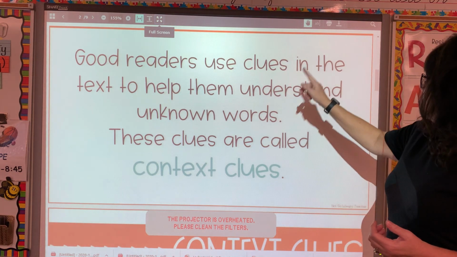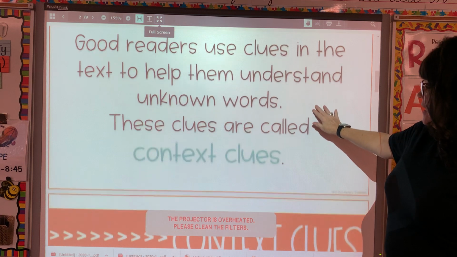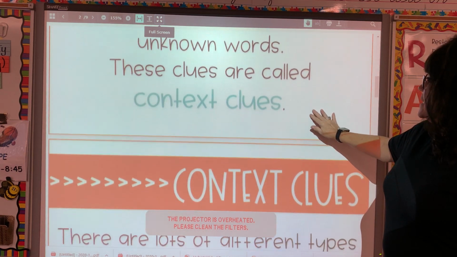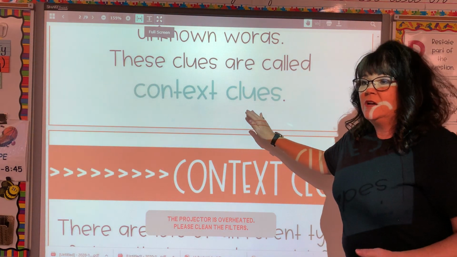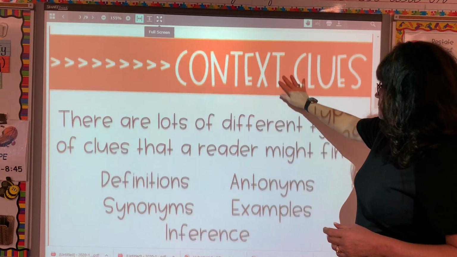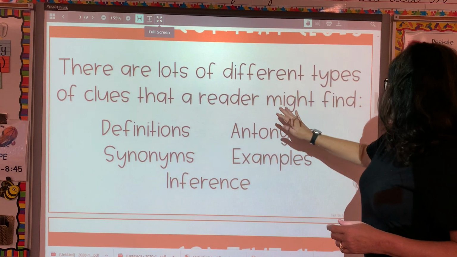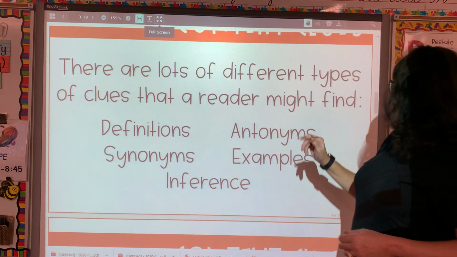Good readers use clues in their text to help them understand unknown words. These clues are called context clues. You look all around that word that you're having trouble with. There are lots of different types of clues that a reader might find.